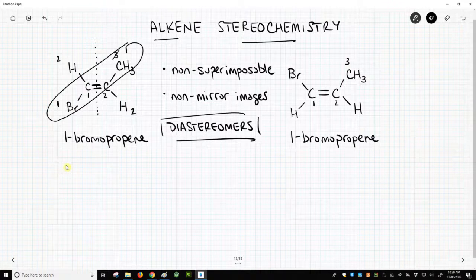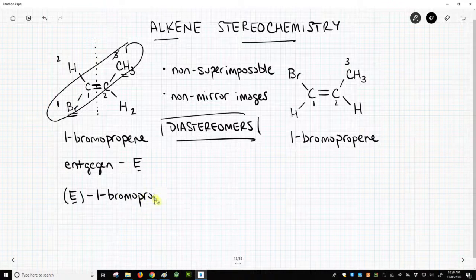Now, in German, there's this word entgegen, which means opposite or against. Our top priority groups are opposite each other across the double bond. Therefore, the symbol we use for this is not an R or an S. It's going to be a letter E, and that's short for entgegen. So this would actually be called E-1-bromopropene. And that tells the reader how to set up the configuration of that particular alkene.